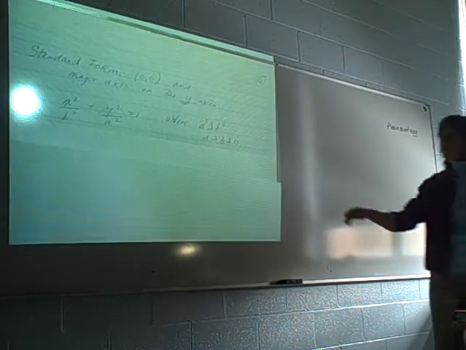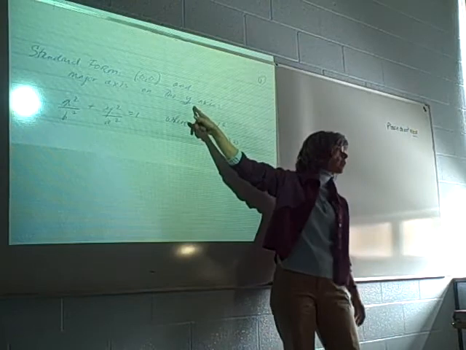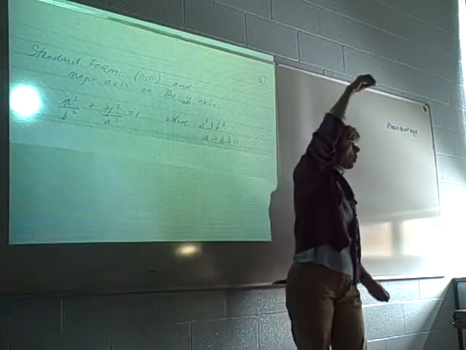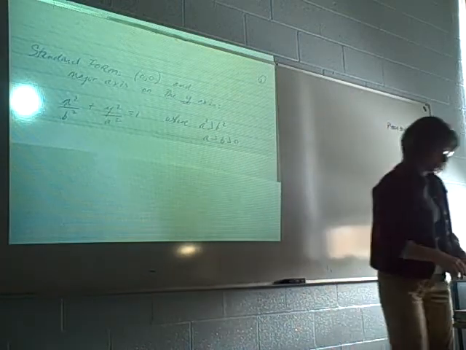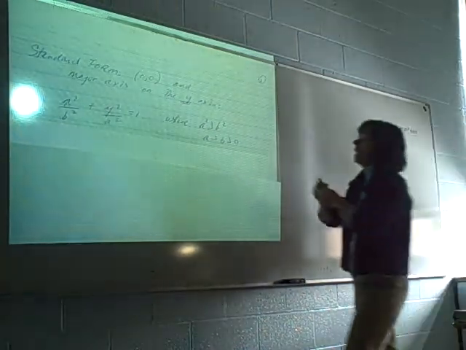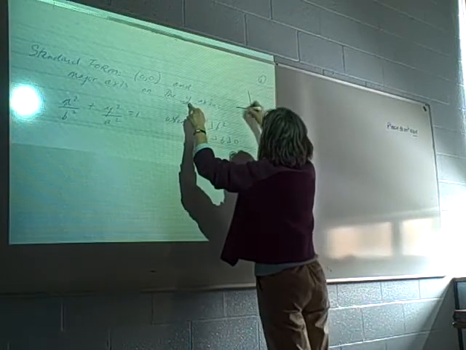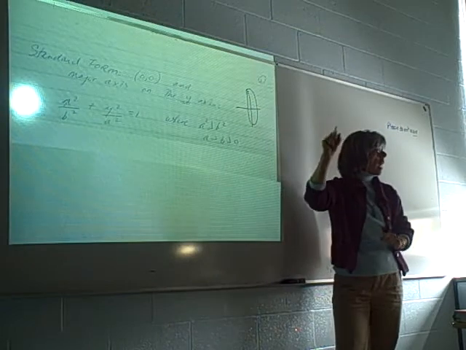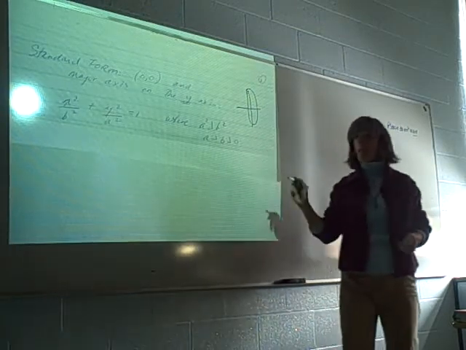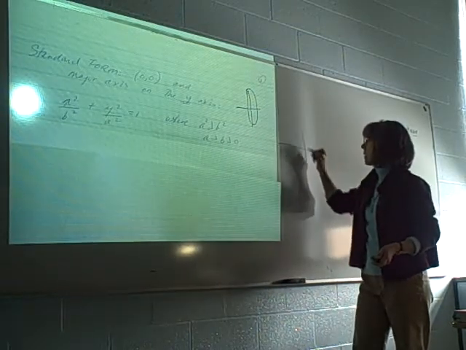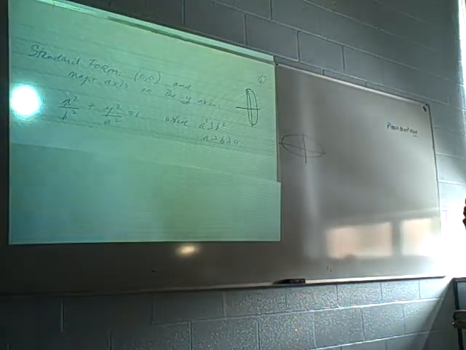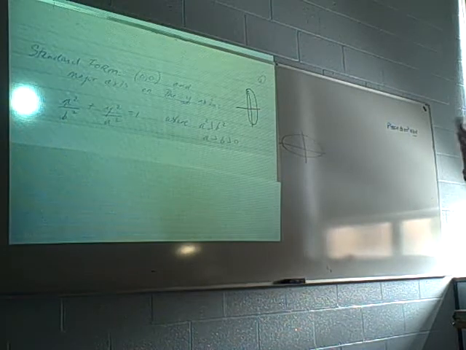Okay, so I'm going to use this equation for the y-axis when the major axis is on the y-axis. So I'm looking at something that looks like this. And the other one is when it is on the x-axis. So there are two different formulas. You're saying to me, where did this come from and what does this mean?